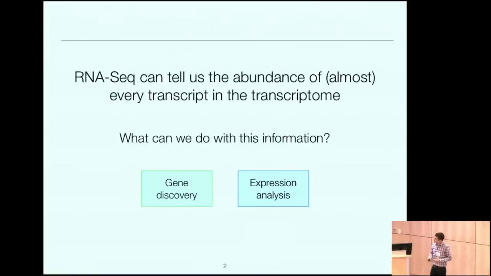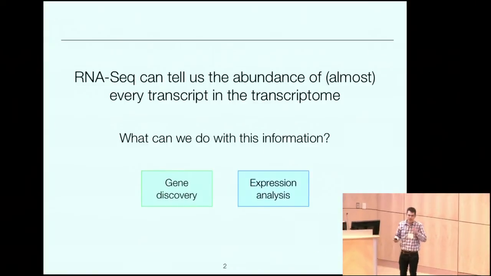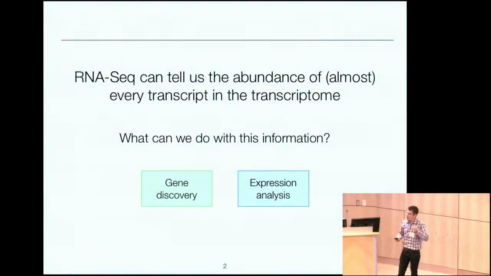So RNA-seq is an assay that, at least in theory, can tell us the abundance of just about every transcript in the transcriptome for a particular RNA sample. And that's a lot of power. Naturally, we want to know, OK, what are the limits? What can we do with this information? What do we want to do with this information?